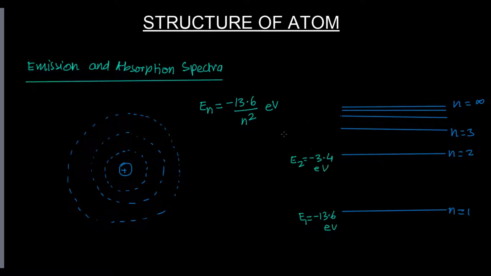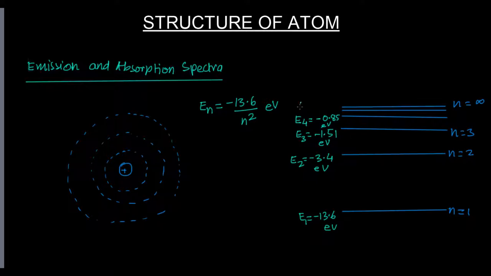E3, how did I get this? I just put n is equal to 2, and minus 13.6 divided by 4 will be minus 3.4. That's how. And when I put n is equal to 3, then this is 9, and this is approximately minus 1.5 electron volt, right? And E4 similarly is about minus 0.85 electron volts. And that's how it goes.